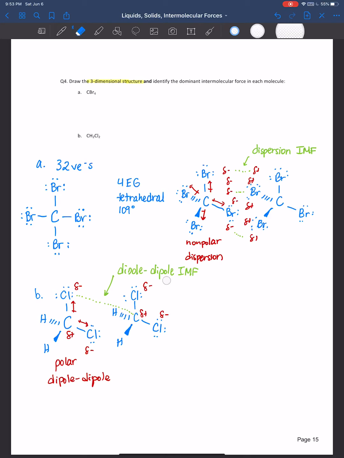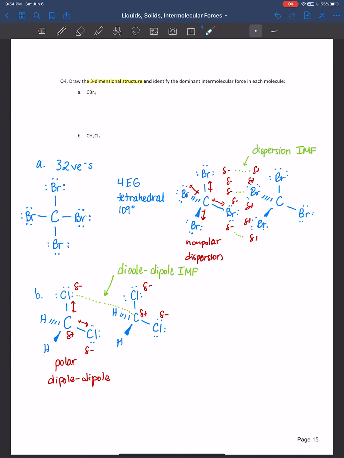And this dipole-dipole intermolecular force is stronger than this dispersion force here. Now, this dichloromethane, or methylene chloride, does experience dispersion forces. They all do. However, the dominant intermolecular force of dipole-dipole is stronger and therefore determines the properties of this molecule. Higher boiling point, higher melting point, etc. Okay? So that's how I would approach these problems.